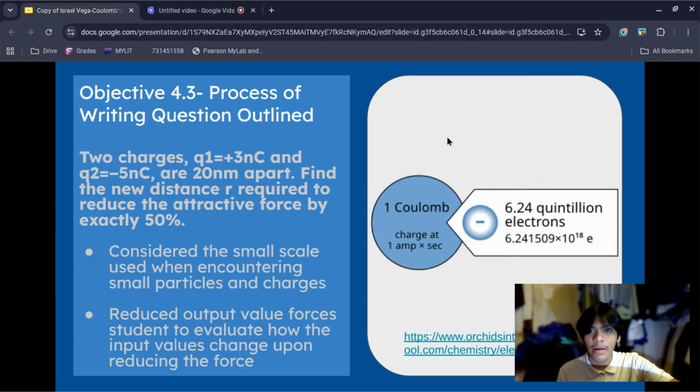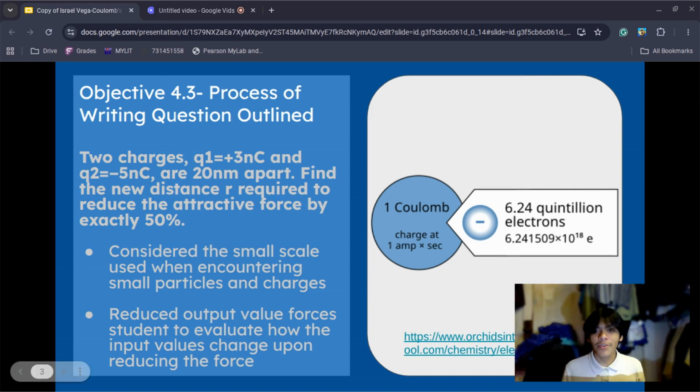Alright. And one thing that I had to keep in mind while writing out this problem was that we have to consider the very small scale since we're dealing with particles. We have to consider how small these particles really are. So instead of having them in coulombs, which is very large, at 6.24 quintillion electrons, I made them nanocoulombs. I also have to consider the distance. They're 20 nanometers apart instead of meters. And then the reduced output mainly just forces the student to notice how the input value changes one thing and how the whole formulas are related to one another and how the behavior and relationship really works.